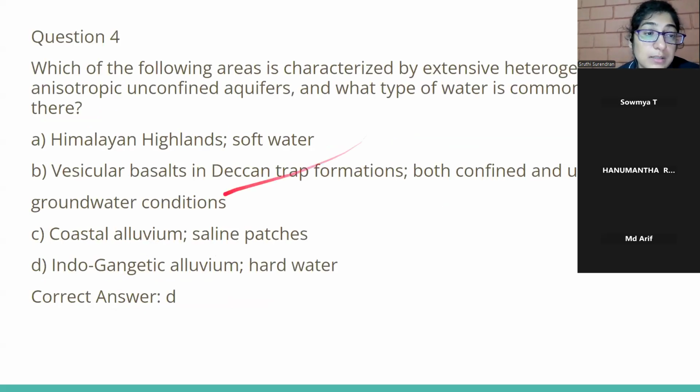So the correct answer is option D. Indo-Gangetic alluvium has got hard water. All the descriptions for the Himalayan highlands, Deccan Trap formation, and coastal alluviums are also present in the lecture series. So see to it that you go through all of it.